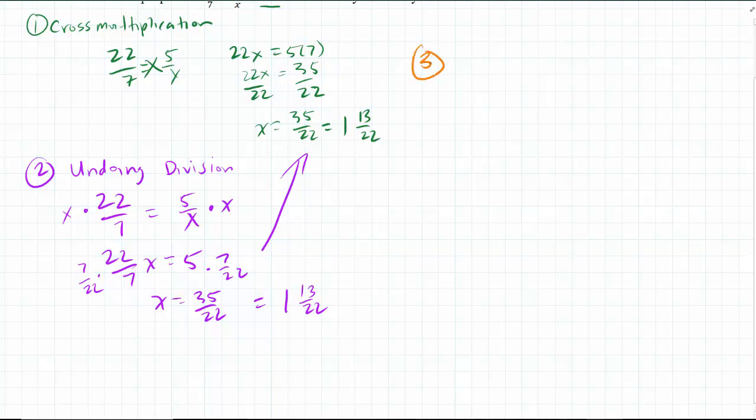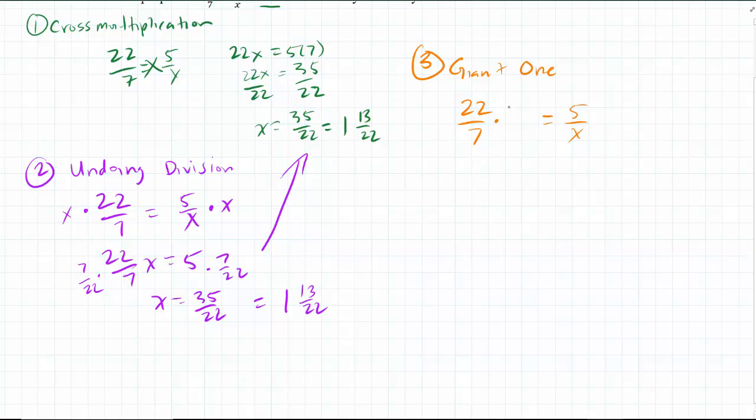So another method we could use is to use the giant one. This might be a little more complicated for this specific problem, but it still is going to work. Okay, so we need to think to ourselves, okay, 22 times what equals 5? And I know that if you think of this backwards, right, this is really just saying 5 divided by what is 22.